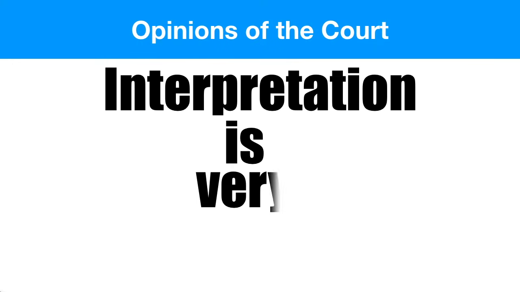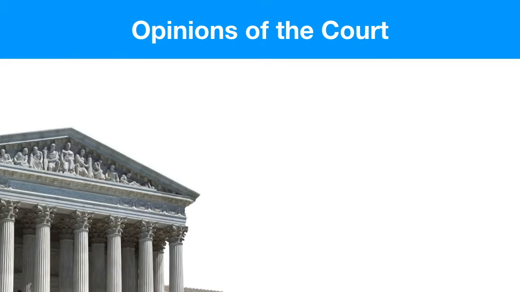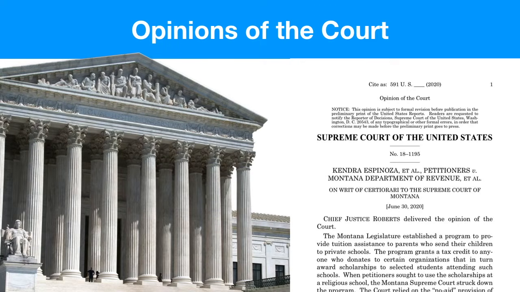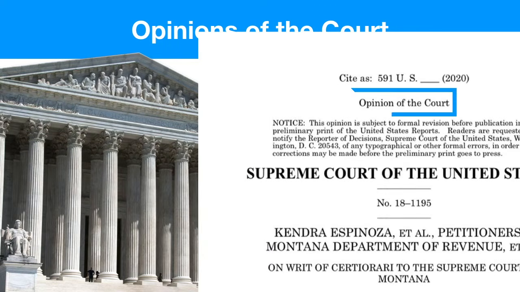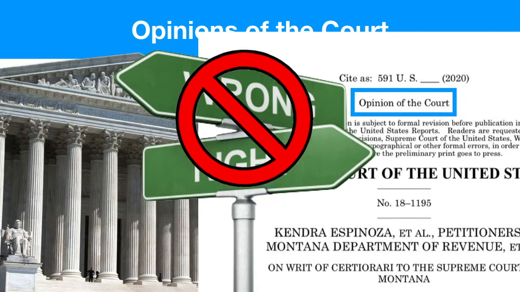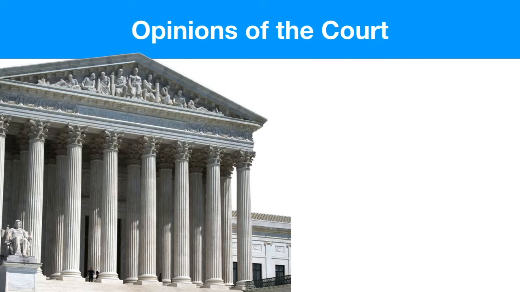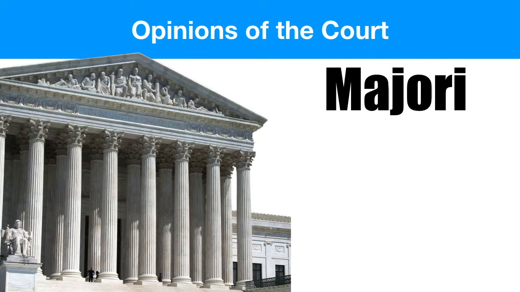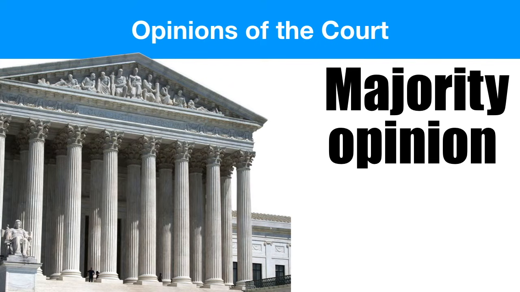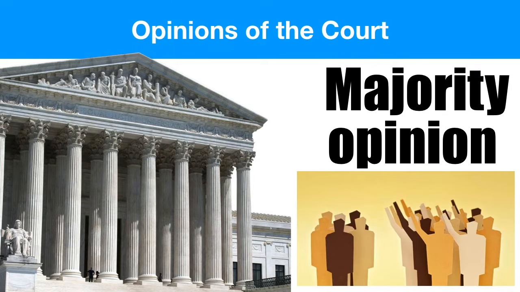Now, interpretation is very subjective. The Supreme Court is going to interpret the law and give their ruling on that law in what we call opinions, meaning it's not right or wrong. It's just the opinion of the court. And when most of the judges agree on something, we call this the majority opinion. As long as a simple majority of judges agree, the issue is decided based on how most judges feel.